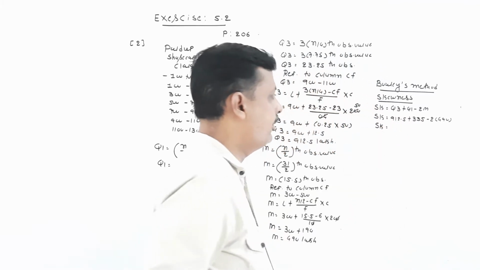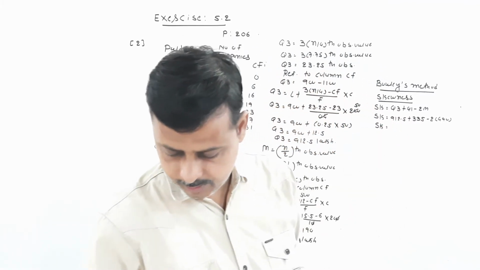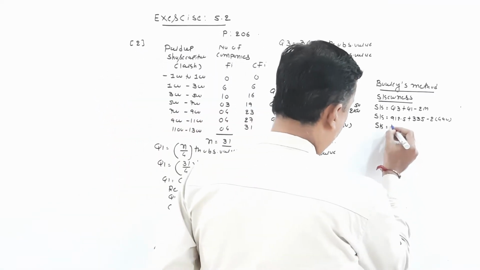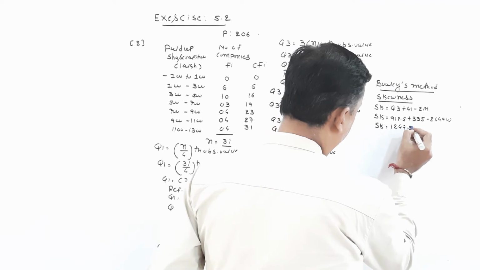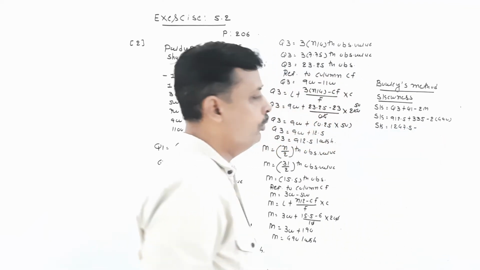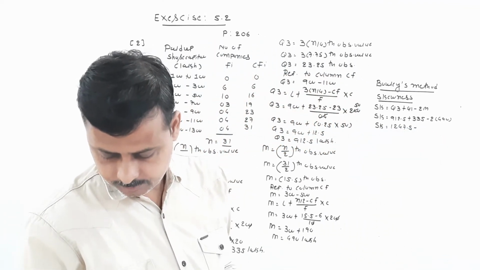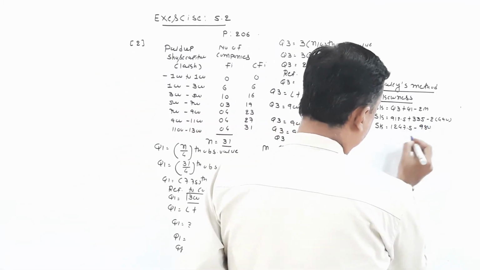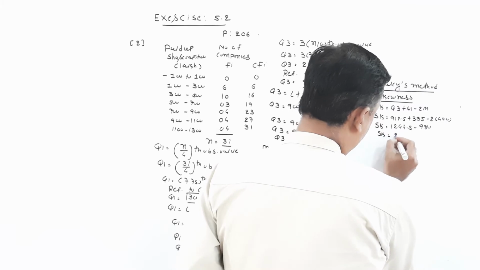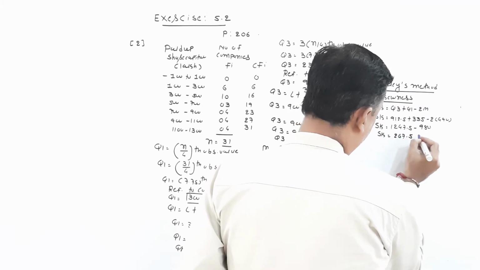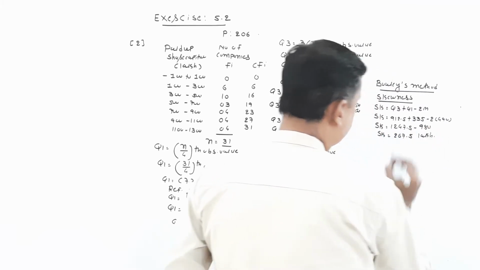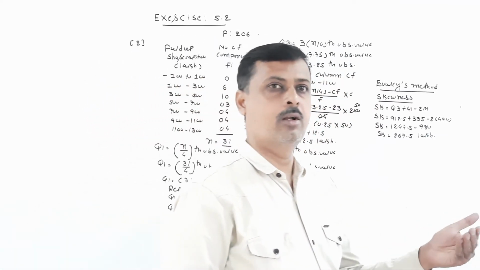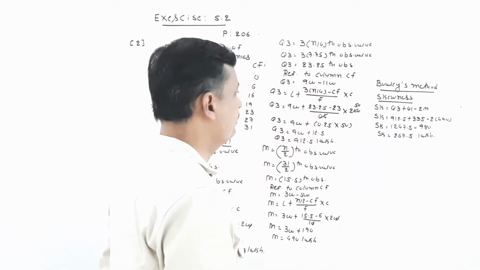So 912.5 plus 335, that is 1247.5. 2 into 490, 980. So skewness is 267.5 lakh.